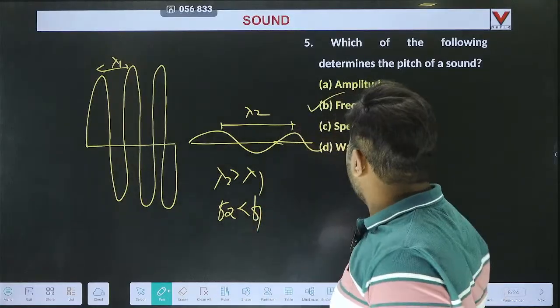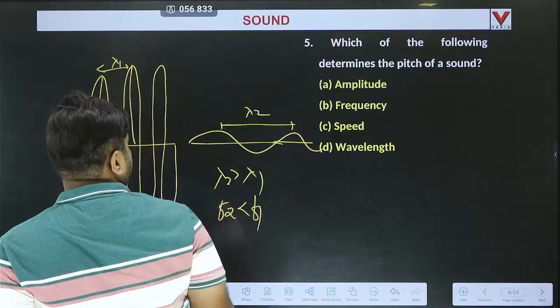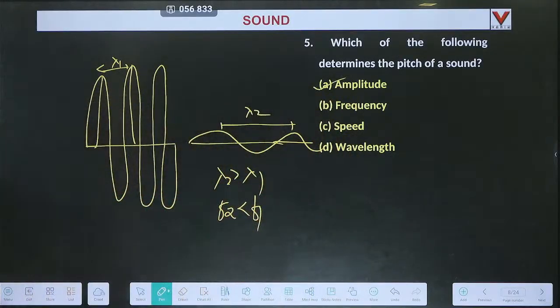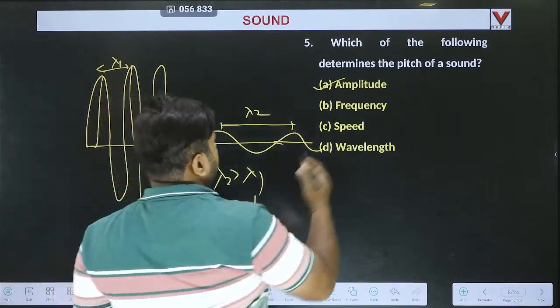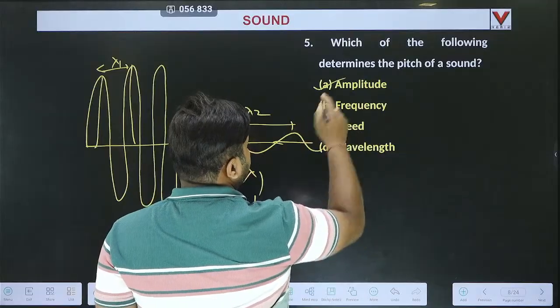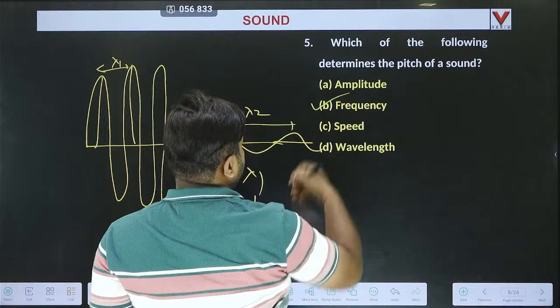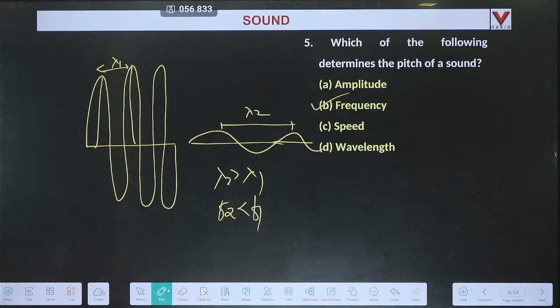More is the pitch, more is the frequency, and more is the amplitude? Frequency will be higher, but you see here, this is the maximum positive displacement, that is called amplitude. Actually, if the maximum displacement, the amplitude, increases, then frequency will also increase and wavelength will decrease. So these three are related, but for which of the following determines the pitch of the sound, the more appropriate answer is frequency. If frequency is higher we say pitch is high. And amplitude determines the loudness of the sound.